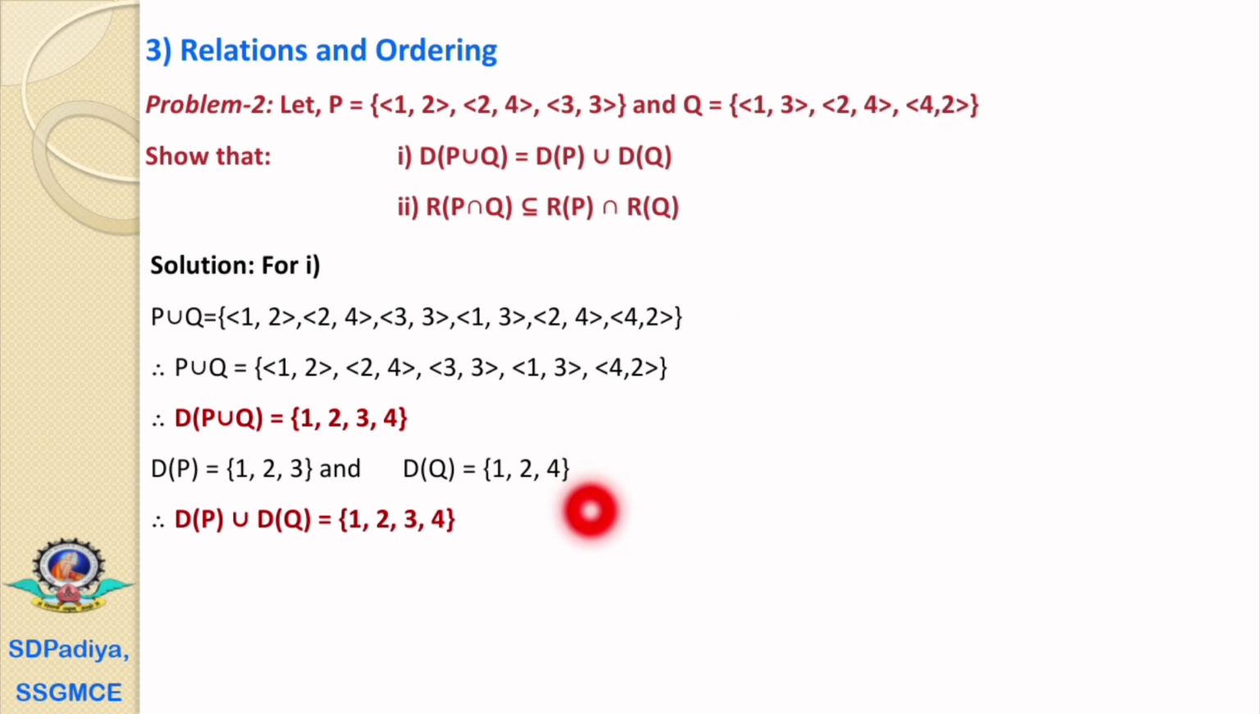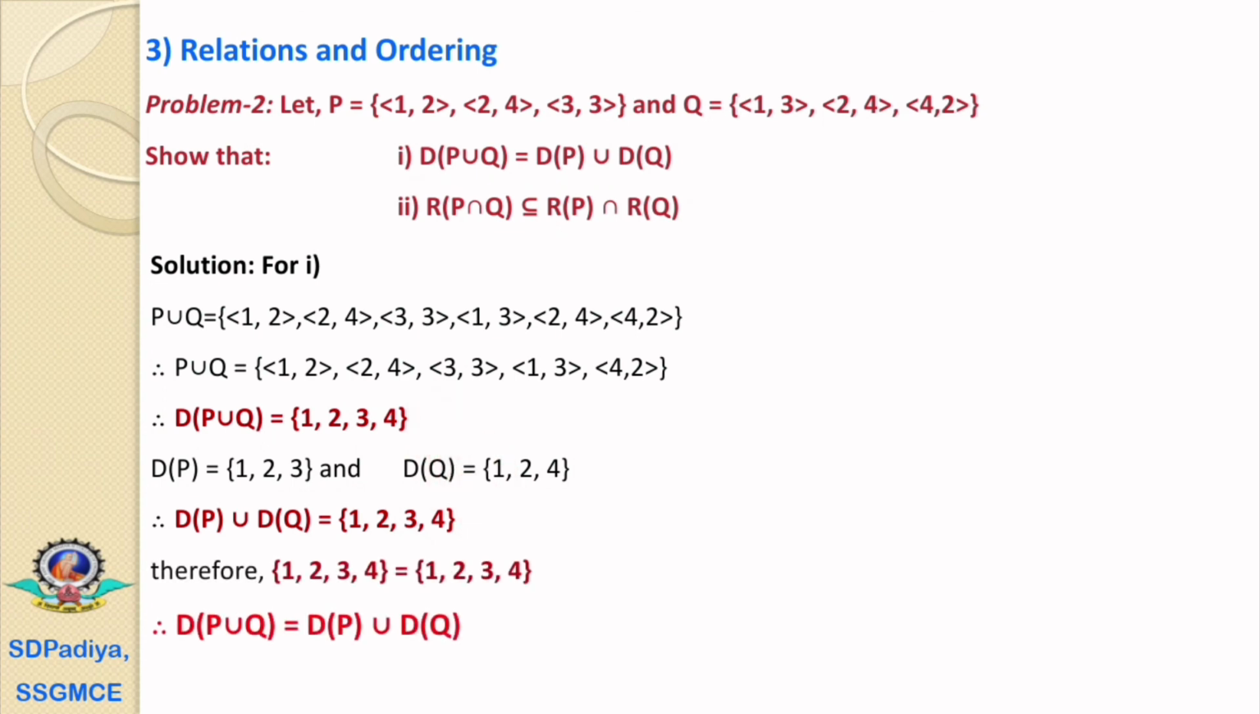If we find out the union of the domain of P and the domain of Q, then it will have all the elements of the domain of P, that is 1, 2, 3, and all the elements of the domain of Q, that is 1, 2, 4. That's why it will be the set of 1, 2, 3, 1, 2, 4. Here the elements 1 and 2 are repeated, so we can write them only once. That's why it will be the set of elements 1, 2, 3, 4. If we look at these two, then we can conclude that the domain of P union Q is equal to the domain of P union domain of Q.